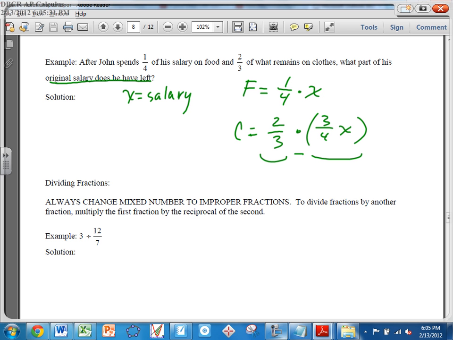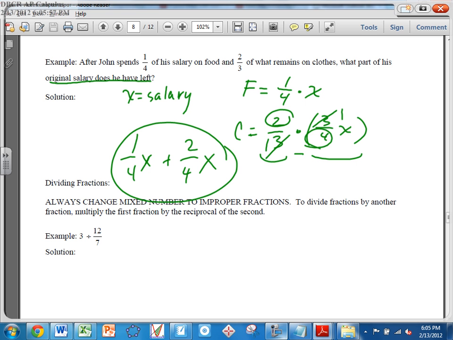Okay, we know that we lose a quarter of X to food. Multiplying here, we cancel, 1, 1. This becomes 2/4 or a half. So a quarter of it is on food, and he spends 2/4 of it on clothes. I'm going to leave it in quarters because of the common denominator. So altogether, between food and clothes, he spends 3/4 of his money. So what part of his original salary does he have left? He has 1/4 of his original salary left, because he spent 2/4 and 1/4, a total of 3/4 on food and clothing.